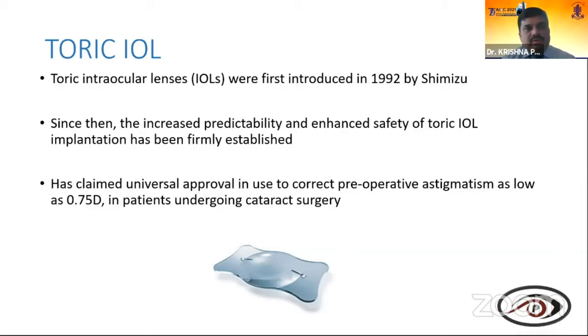Toric intraocular lens was first introduced by Shimizu in 1992. Since then, the increased predictability and enhanced safety of toric IOL implantation has been firmly established. It has gained universal approval to correct preoperative astigmatism as low as 0.75 diopter in patients undergoing cataract surgery.